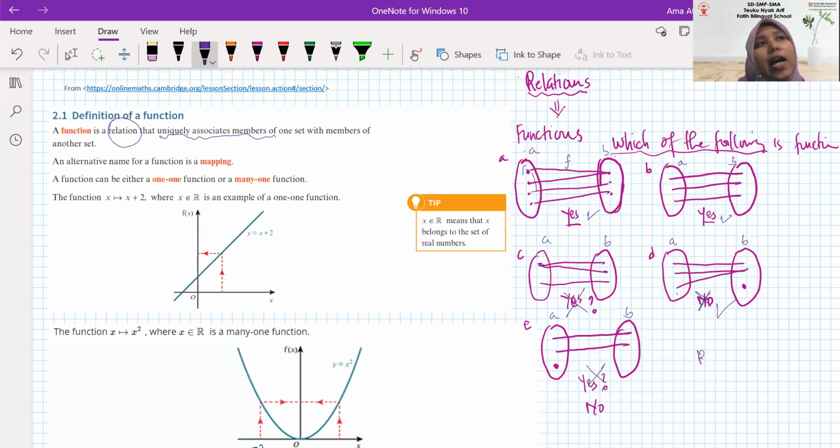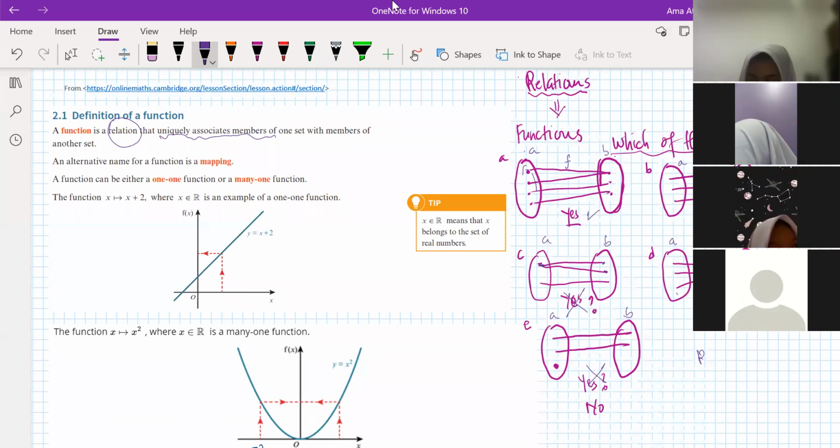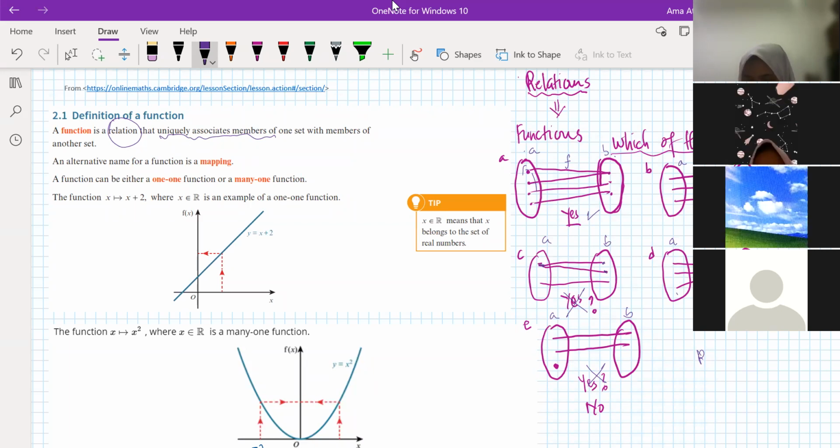Because we can have two people have the same birthday. For example, let me ask you: is there anyone here who was born on the 3rd of the month? Is there? No one. So you can have the same birthday as your friends. People can have the same birthday. Therefore, two people can have the same birthday. Yes, but one person cannot have two birthdays. Understand? And therefore, number C is not a function.